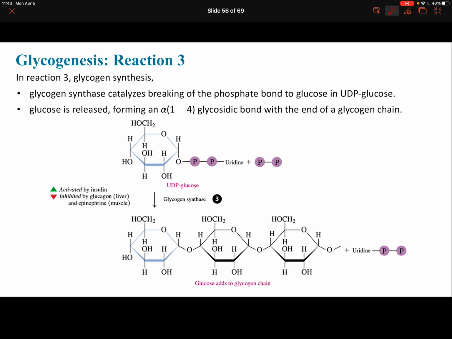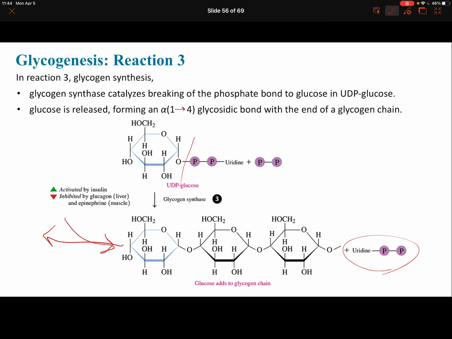Reaction 3 is the actual synthesis part. Now we've got these activated glucoses. Glycogen synthase catalyzes the breaking of the phosphate bond to the glucose. When that glucose is released, an alpha-1,4 glycosidic link forms with the end of a glycogen chain. So it's going to add on to this side, and we'll get a free one of these. And so they grow this way.